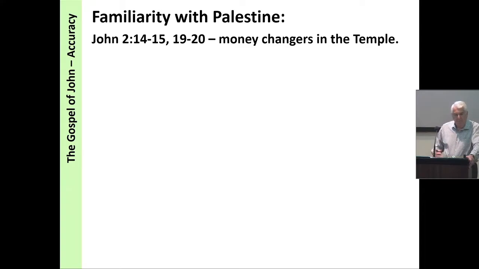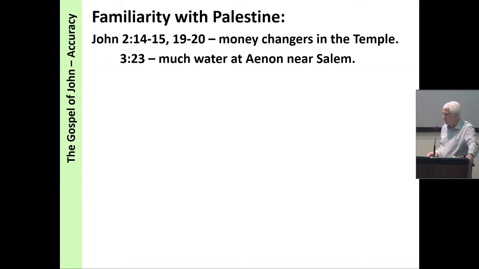He talks about money changers in the temple. So you can start to see he's very particular in describing details that you could argue may not always be essential to the record, but they just simply reflect the fact that he was there, he did see and hear what he writes about, and he's very familiar with the way things were.